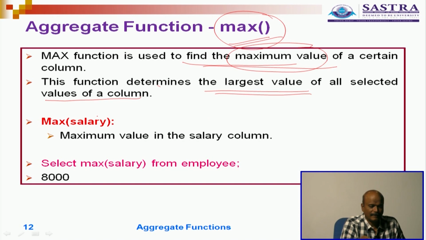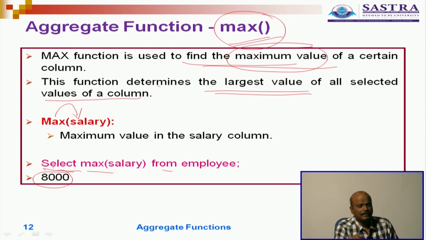Max of salary. You apply the maximum function on the salary field. What command do you have to use? Now I want to retrieve the information about the employee who got the maximum salary. So select max of salary from employee. The output given by the system is 8000. From the salary column, you want to retrieve the maximum salary available in that particular column.